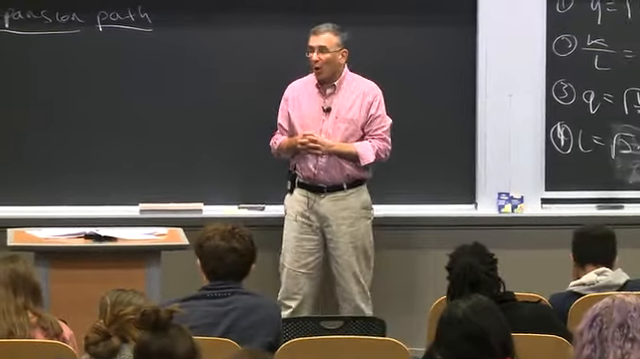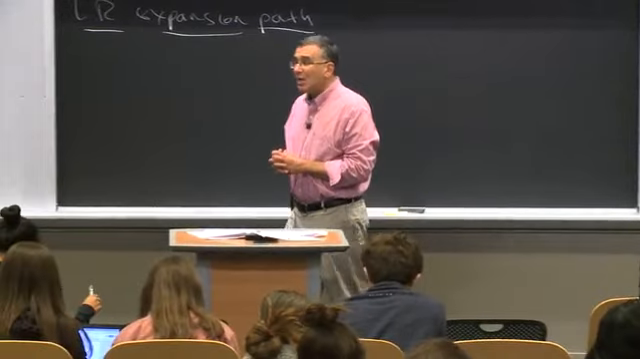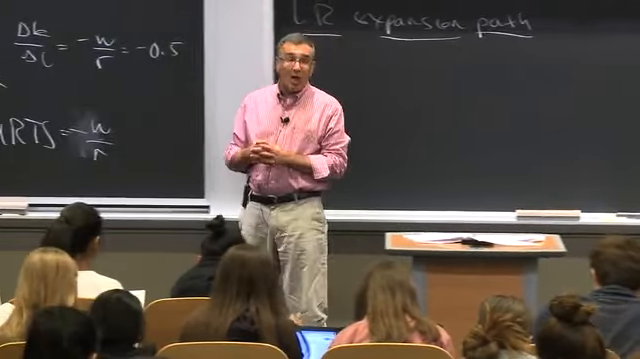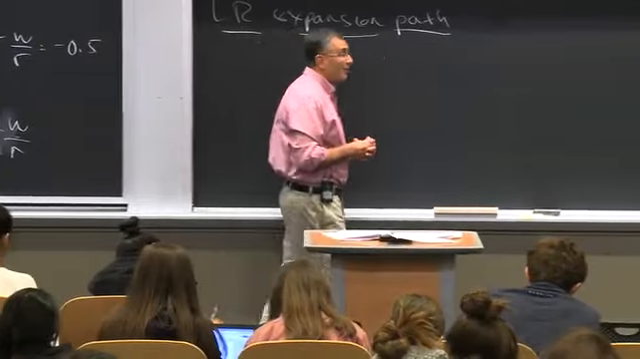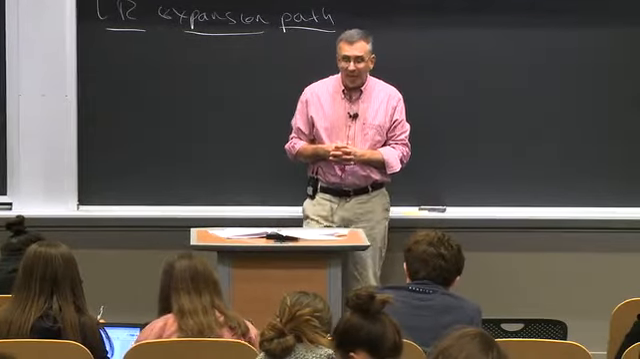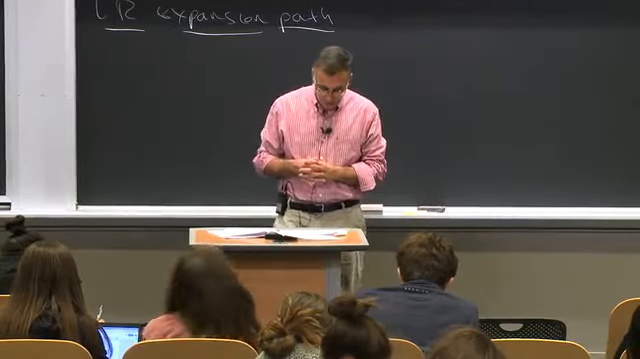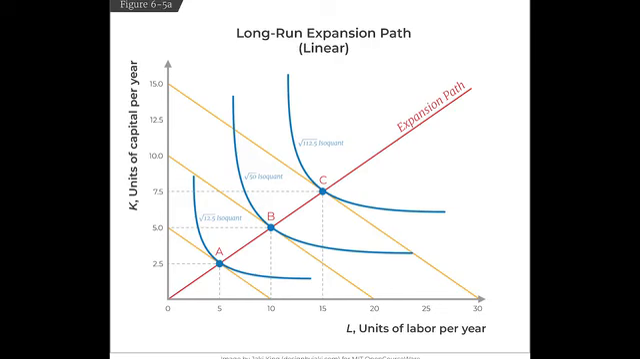In other words, given the price of labor is half the price of capital, you always want to have twice as many workers as machines. So if you want to produce square root of 12.5, you want 5 workers and 2.5 machines. If you want to produce square root of 50, you want 10 workers and 5 machines. If you want to produce square root of 112.5, you want 15 workers and 7.5 machines. So given this production function, the long run expansion path is linear. You always want the same ratio of workers to machines.